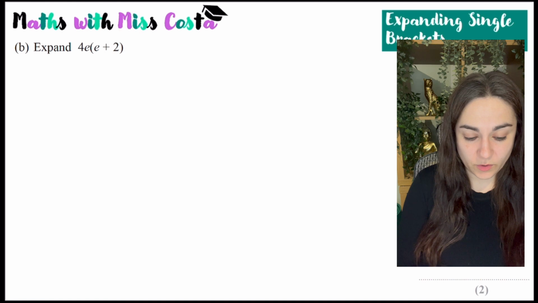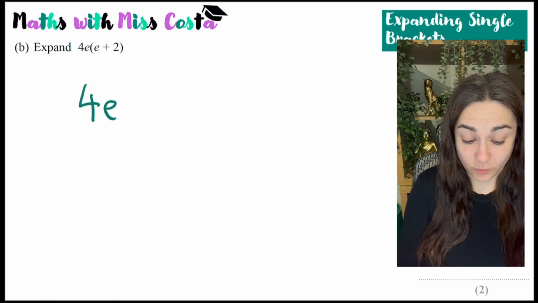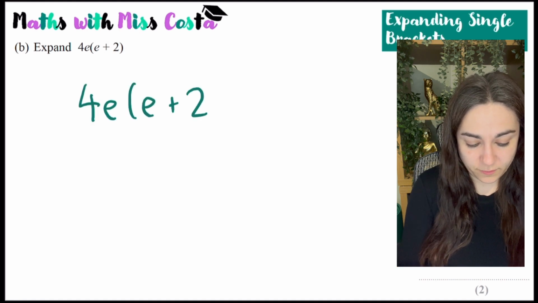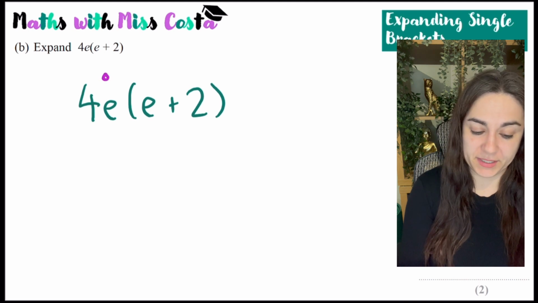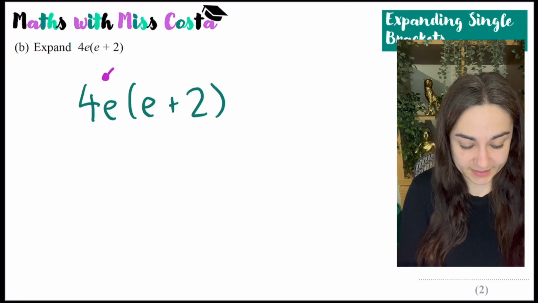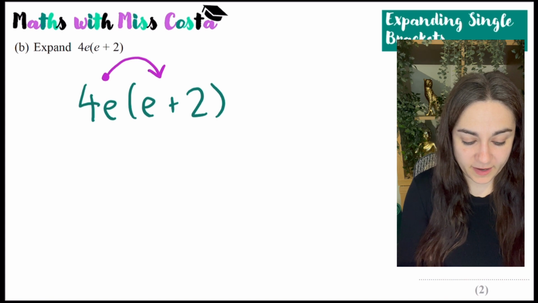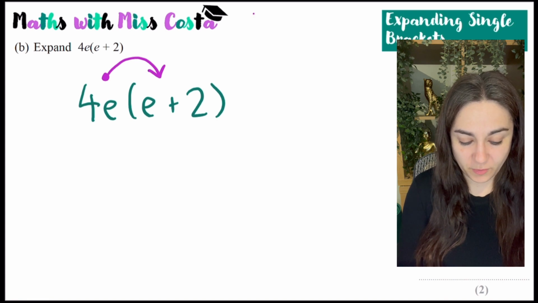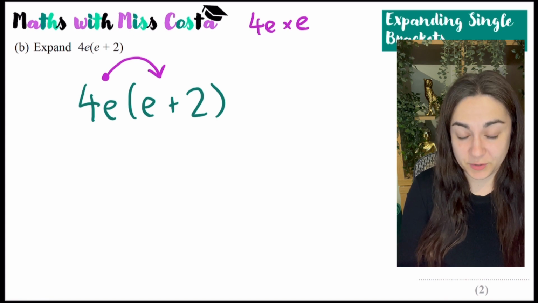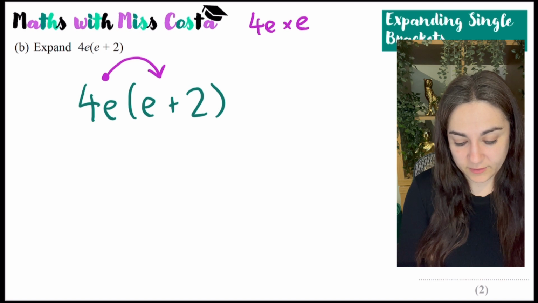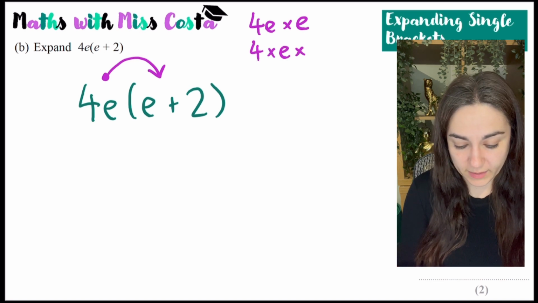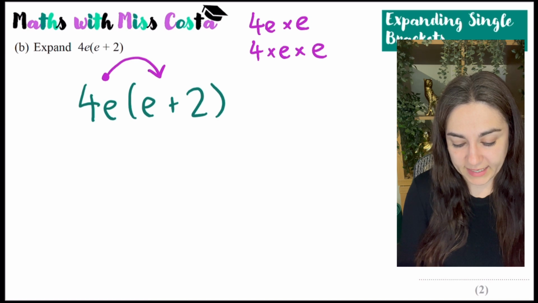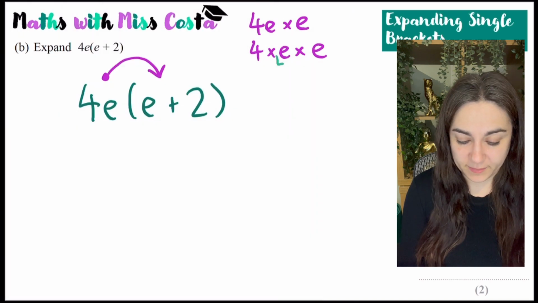Over here we've got expanding single brackets. So I've got 4e multiplied by e plus 2. So when I'm expanding brackets, I am multiplying the term on the outside by each term on the inside. So first I'm doing 4e times by e. And you can do some separate working on the side. What does 4e mean? It means 4 times e. So that means 4 times e times e.